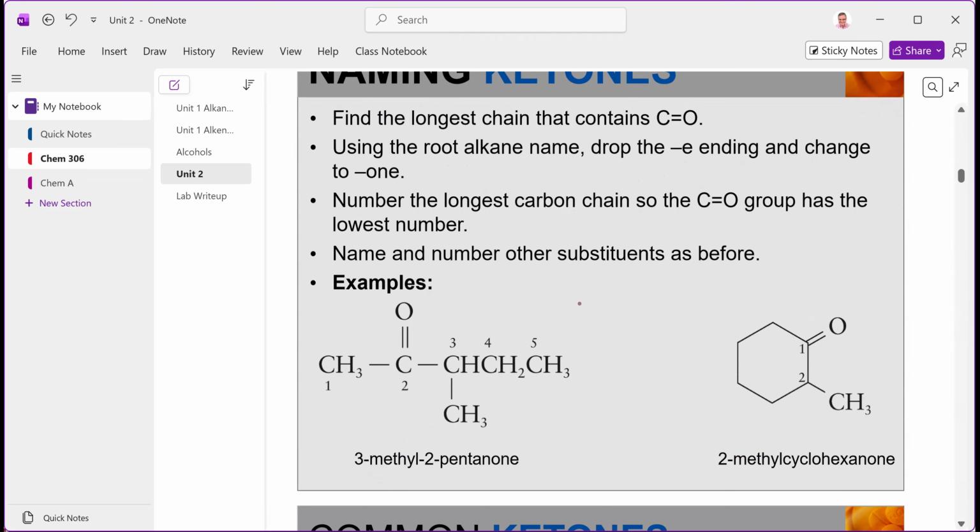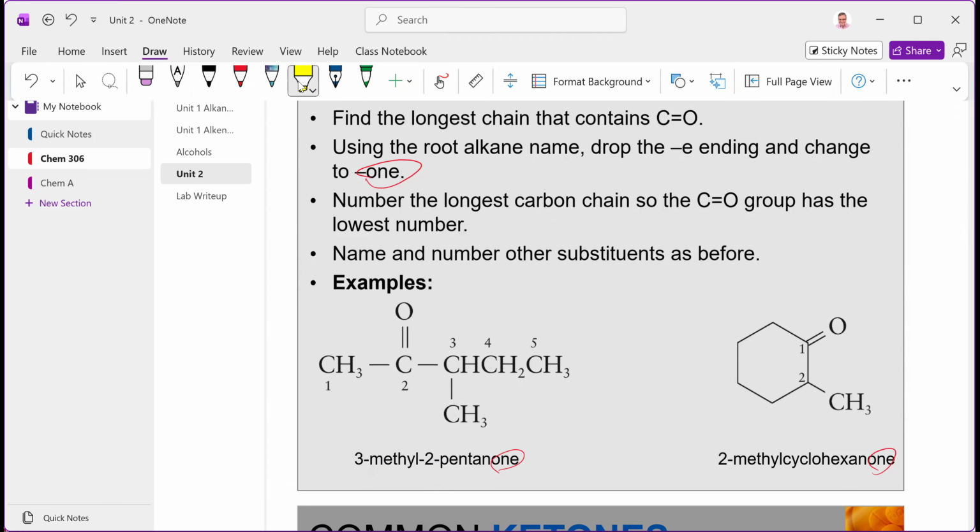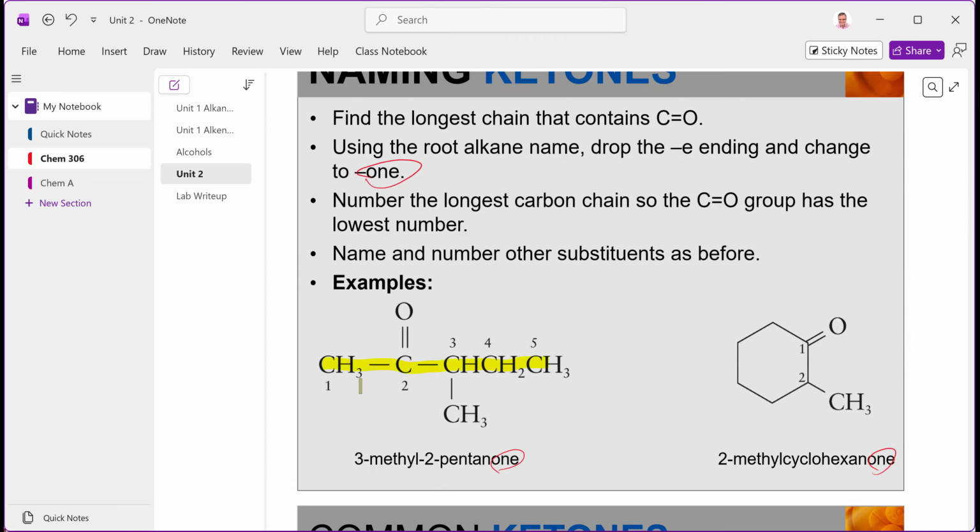So ketones are named with -ONE. So again, the backbone has to include the functional group. So in this case, it's going to be that.